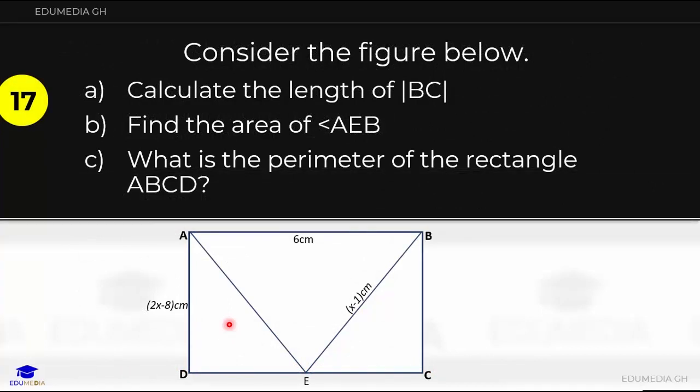Question number 17. Consider the figure below. So we have this figure. You calculate the length of line BC, and then also you find the area of AEB. Then you also look for the perimeter of the rectangle ABCD.